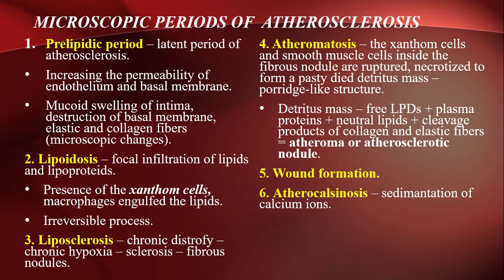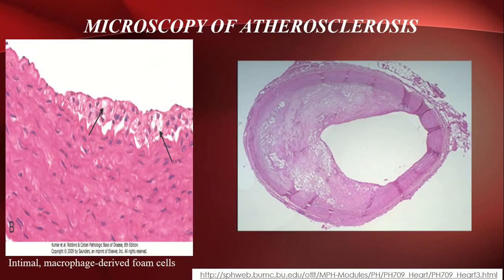The fifth and sixth periods, the macroscopic last periods, are the wound formation and atherocalcinosis. Here you see microscopically the macrophage-derived foam cells in the intima and the atherosclerotic nodule in the wall of the artery that narrows the vessel lumen.